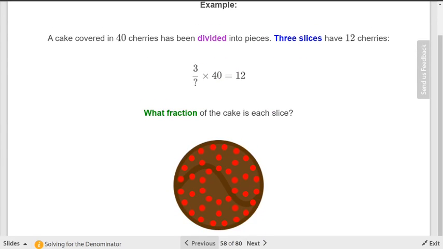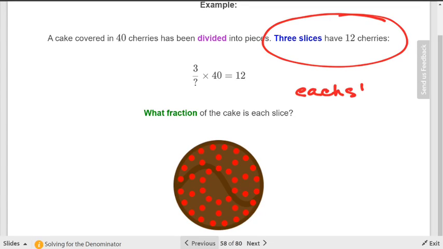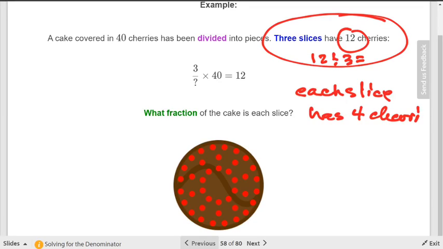So here we go. Then let's look at this other example. So we have a cake. It's covered in 40 cherries, and it's been divided into pieces. 3 slices have 12 cherries. All right? There's our key right there. Just like the box a while ago, right? 3 slices has how many? 12 cherries, right? Which means that each slice has what? 12 divided by 3, which is 4. Yeah. So each slice has 4 cherries.